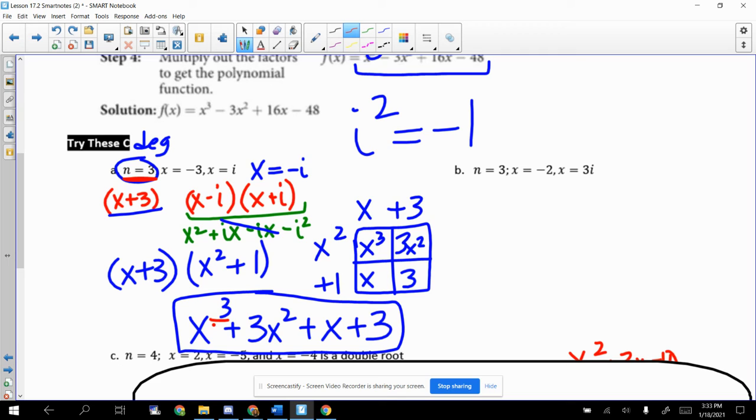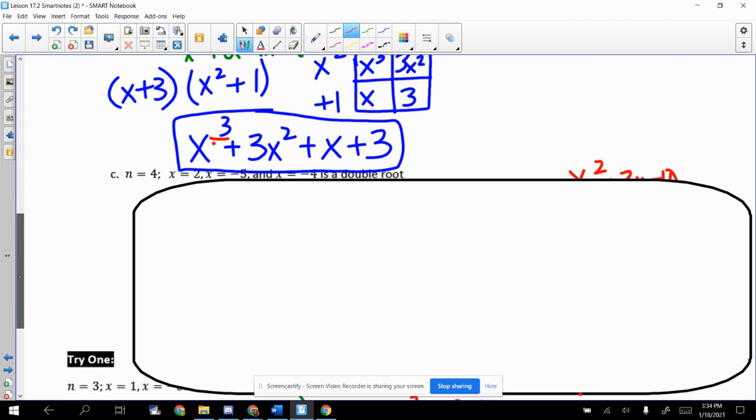All right, so if you guys wanted some extra practice on this one, you could go ahead and try part B. So you've got x equals -2, and you should have x equals 3i, but you need to add in x equals -3i. Okay, so get some practice with your multiplying there.